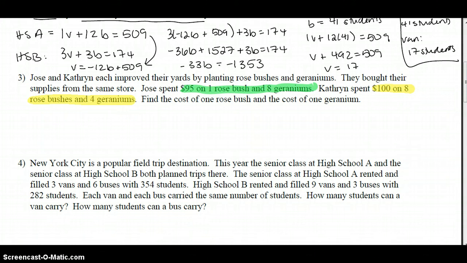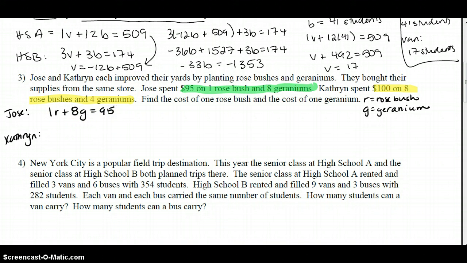All right, so let's identify our variables. So I'm going to use R for rose bush, and I'm going to use G for geraniums. Okay. And then we have Jose and Catherine. So before you try to solve anything, this is the type of information that I should be seeing on your problems. So you're highlighting or underlining the important information, you're identifying the variables, and then you're setting up the 2 equations. So Jose is going to be 1R plus 8G equals 95, and Catherine's going to be 8R plus 4G equals 100.